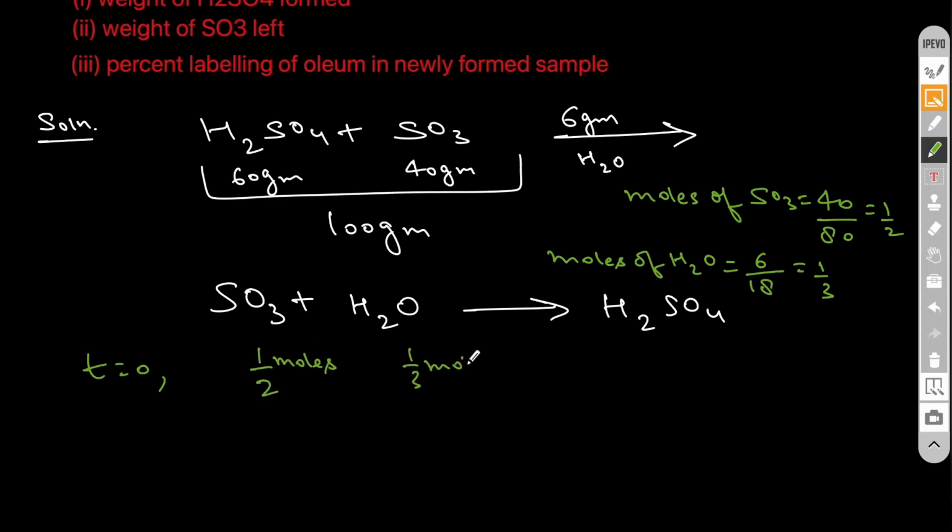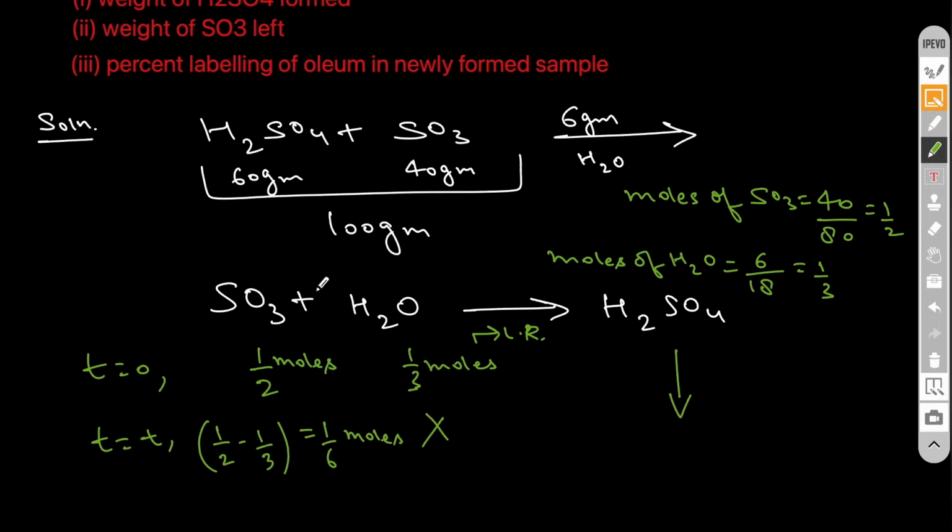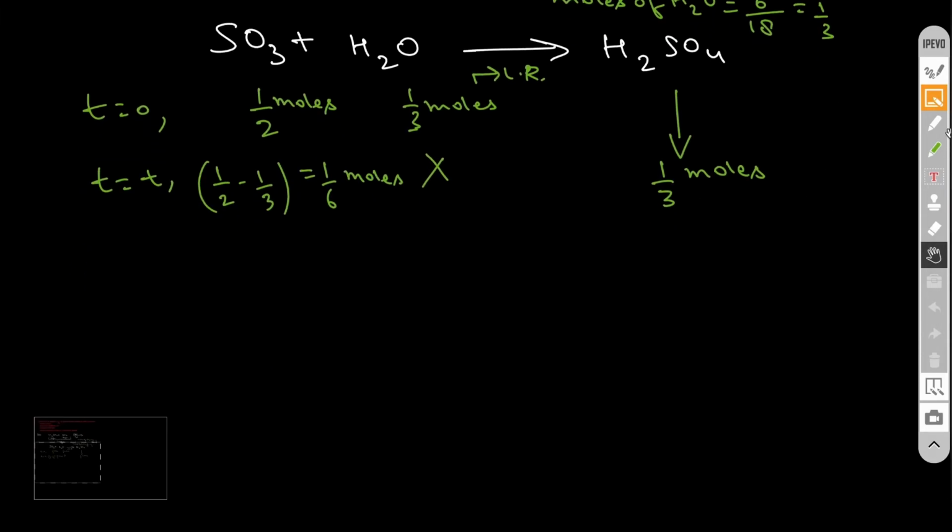Now we'll calculate the moles to stoichiometric coefficient ratio. On calculating, we'll get that the moles to stoichiometric coefficient ratio of water is lower, so water is the LR here. Water will be consumed completely, whereas SO3 will be left. How much SO3 will be left? It will be 1 by 2 minus 1 by 3, which is 1 by 6 moles. Similarly, H2SO4 will be formed. How much H2SO4 will be formed? It will be determined by LR.